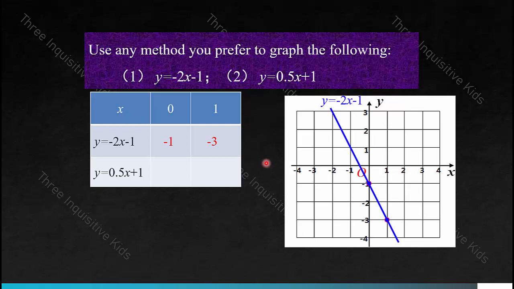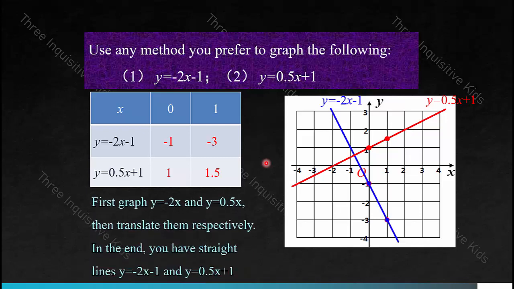The next function we have is y is equal to 1/2 of x plus 1. So when x is equal to 0, y is equal to 1, and when x is equal to 1, y is equal to 1.5. Plot these 2 points, and we have y is equal to 0.5x plus 1.